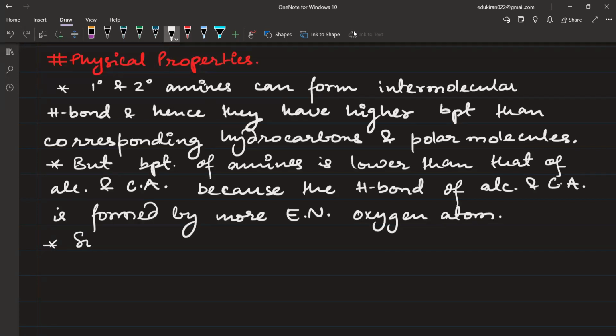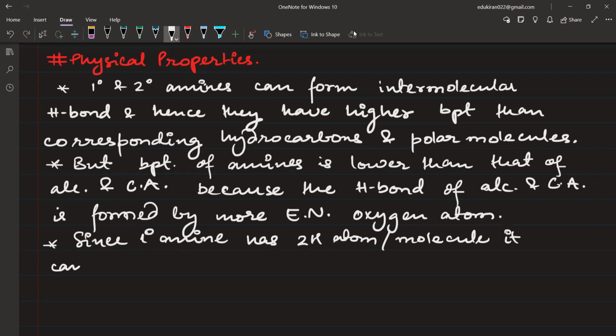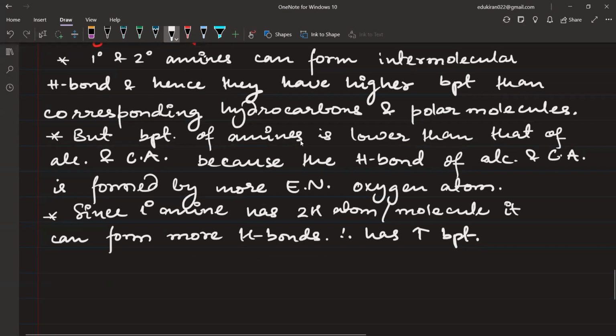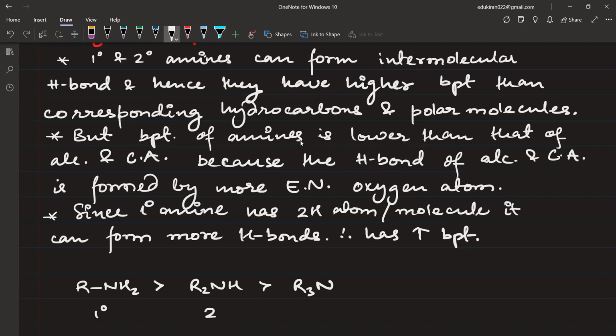Now write next. Since 1 degree amine has 2 hydrogen atom per molecule, it can form more hydrogen bonds, therefore has higher boiling point. ठीक है, amines के मामले में if I have RNH2, this will have the highest boiling point. After that, R2NH. And after that, R3N. So 1 degree ka highest, 2 degree, and then 3 degree.